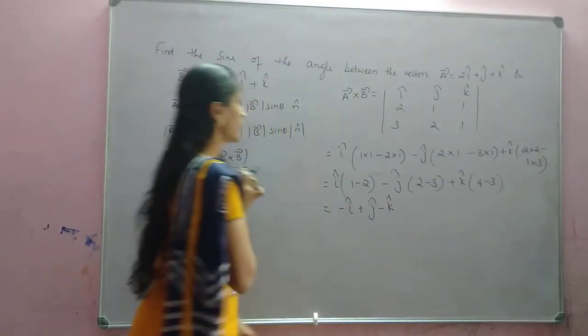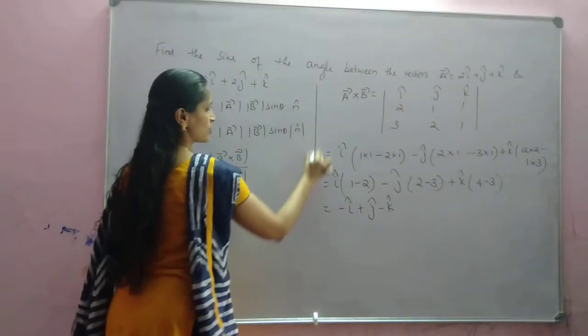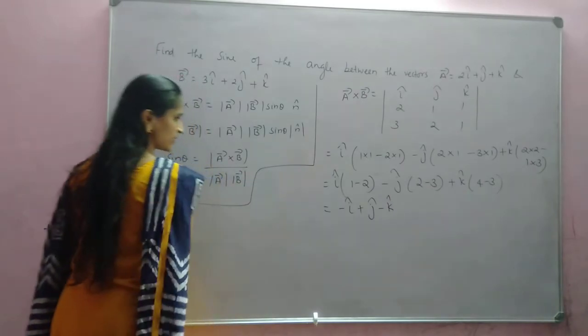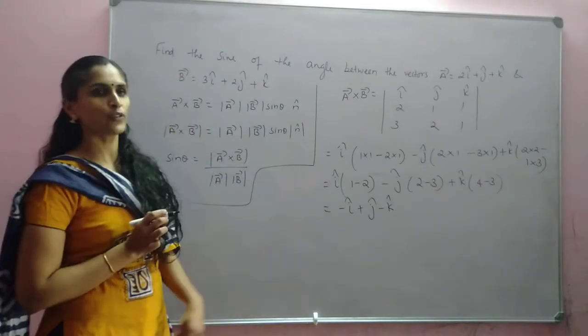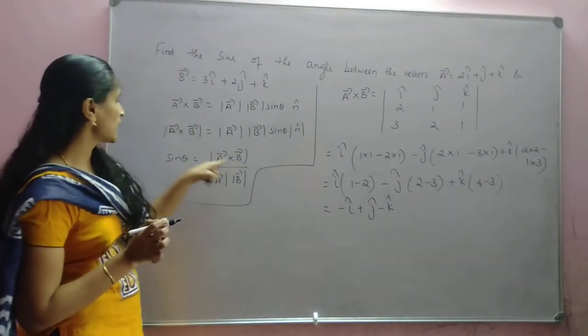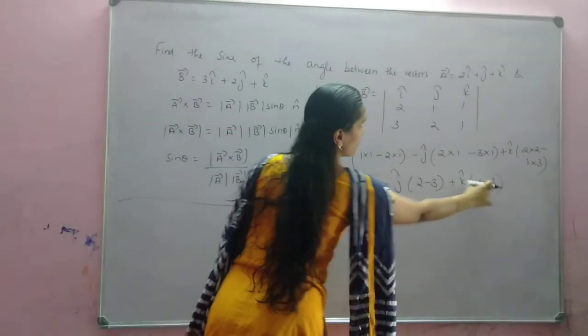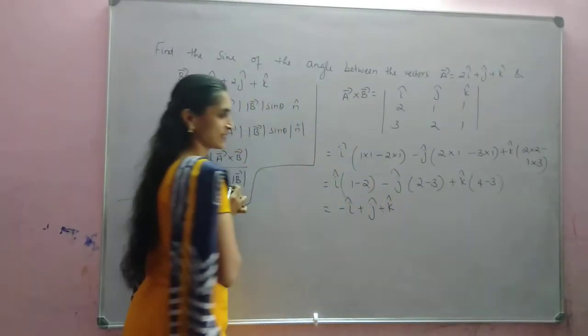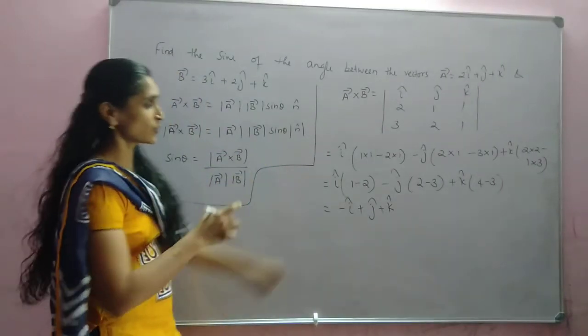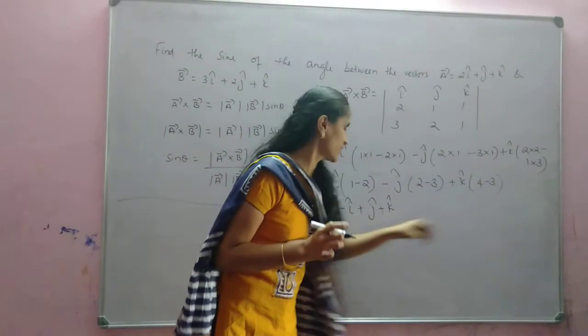So you got A cross B. Now the first part is over. Now what you have to find? You have to find modulus of A cross B. So k into 4 minus 3 is there, so you will get it as plus k. Not minus k, sorry. Here you have 4 minus 3, you will get it as plus k.